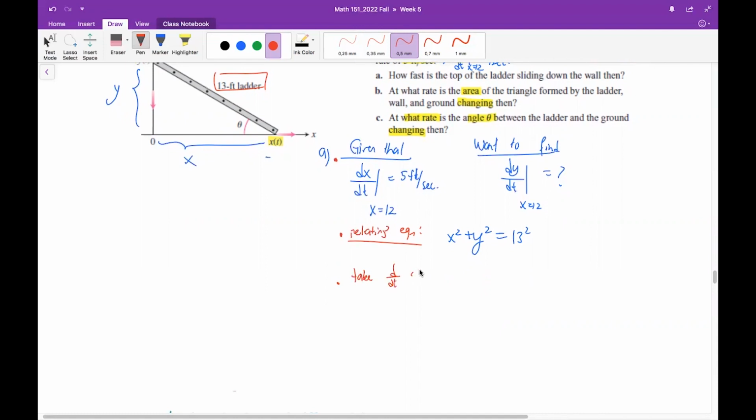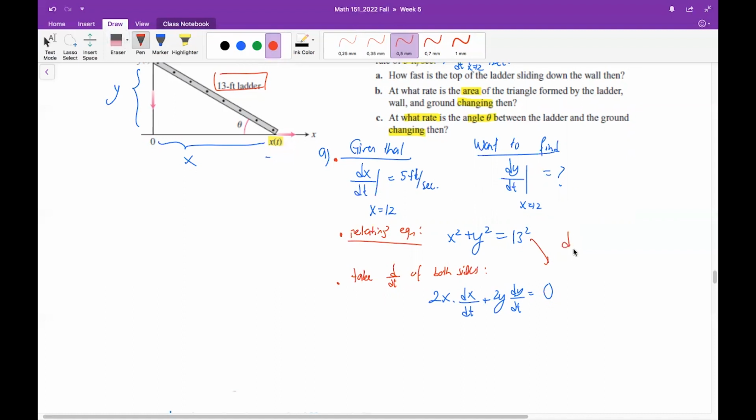And now next step is take the time derivative of both sides. Take d over dt of both sides. So what you obtain then, x and y depends on t. We are taking the time derivative using chain rule, of course. 2x times dx over dt plus 2y times dy over dt. And on the right side, you have a constant. That's why the derivative of that constant is just 0.